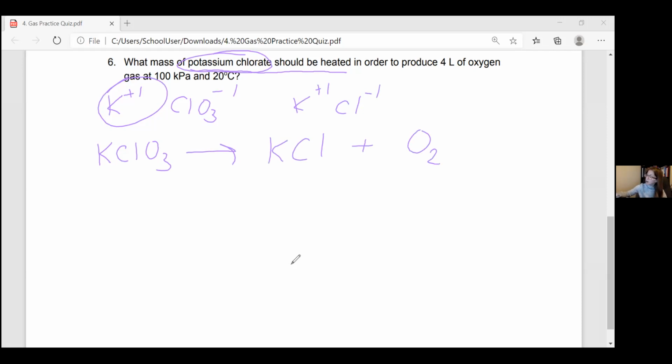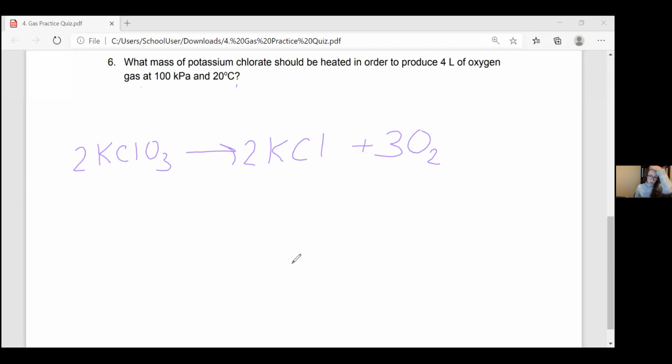Balancing this, I have 3 oxygens on the left and 2 on the right. I'm just gonna get them both to 6. And then I can fix my potassiums and chlorines with the 2 there. That's my complete and balanced reaction. Now I can keep going with the question.